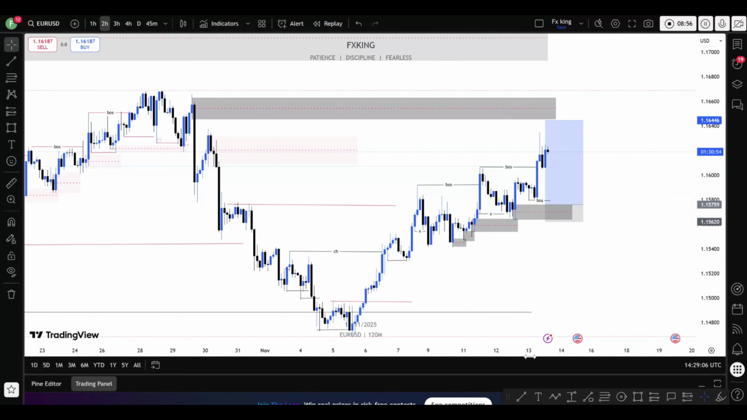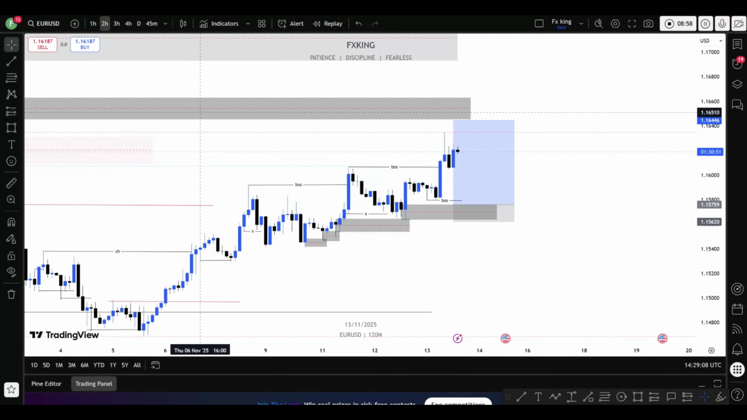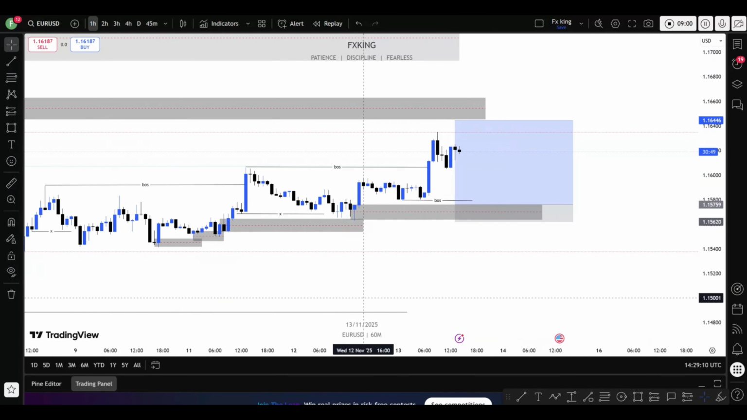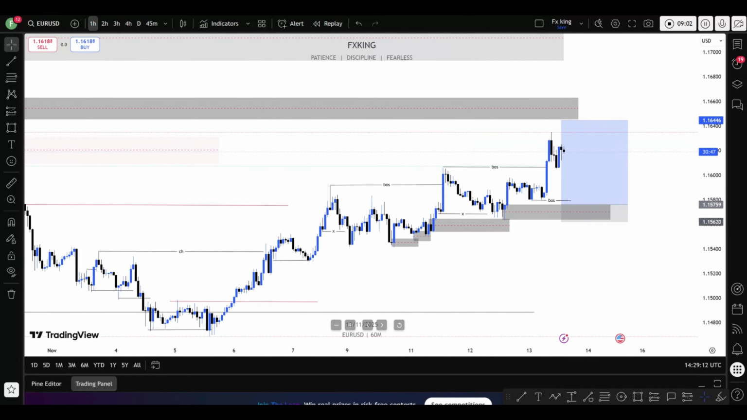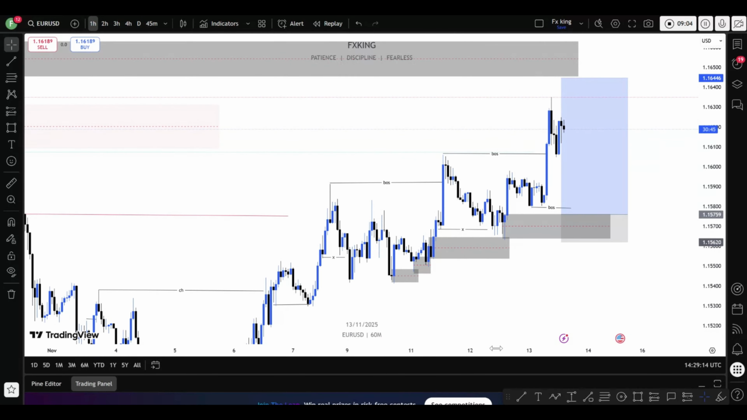So this is what I'm expecting for EU. And yeah, have a nice day, and please make sure you trade this responsibly. So that is my analysis for EU.